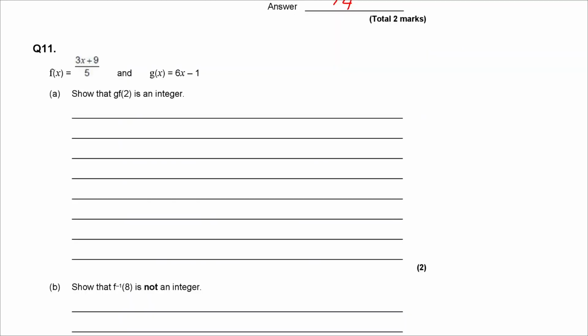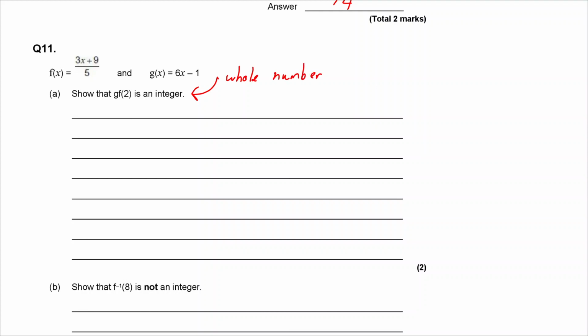Number 11 is saying this. We've got f of x given by this and g of x given by this. Show that g f of 2 is an integer, which just means a whole number. So we're just going to work through the question, and hopefully we get a whole number as the answer. Okay, let's go through this one.